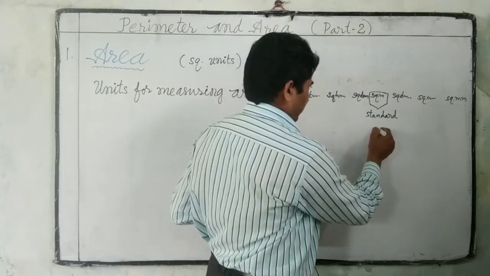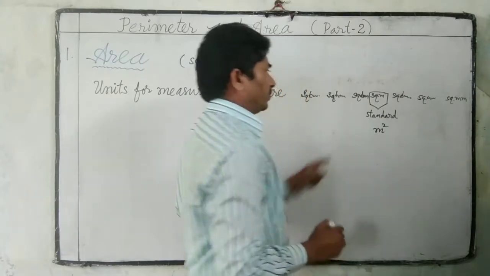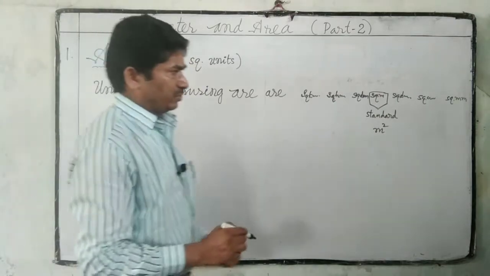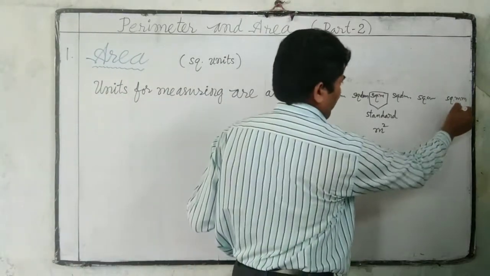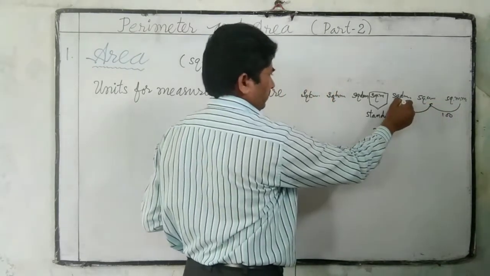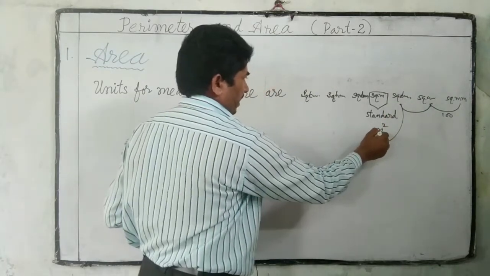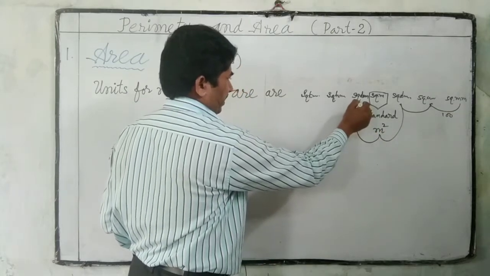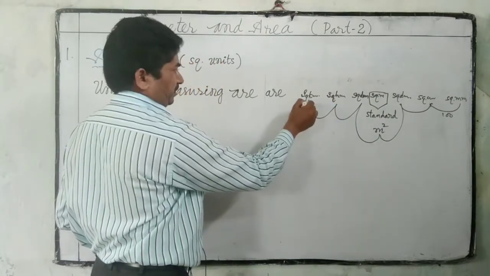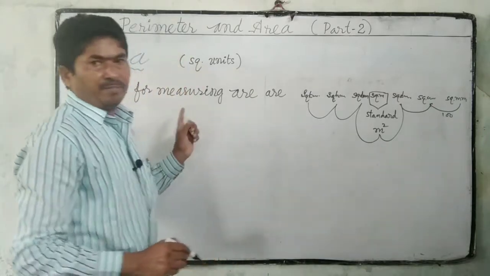We can write like this also, meter square, square meter or meter square. The relation among these units are 100 square millimeters, 1 square centimeter, 100 square centimeters, 1 square decimeter, 100 square decimeters, 1 square meter, 100 square meters, 1 square decameter, 100 square decameters, 1 square hectometer, 100 square hectometers, 1 square kilometer. This is the relation among these units of area.